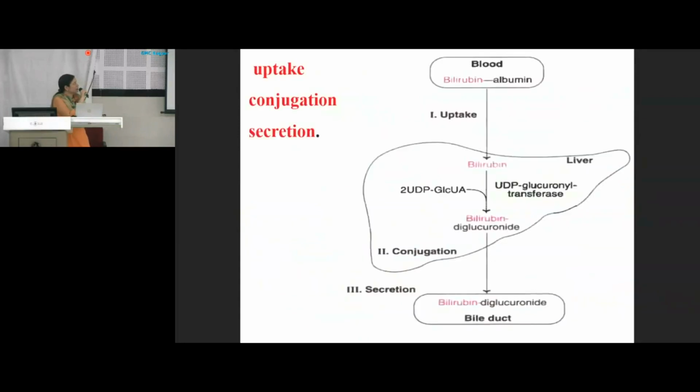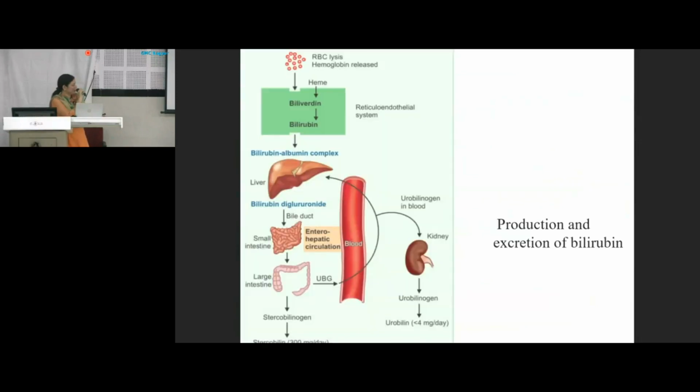Now these are the steps you have already seen: uptake of bilirubin, conjugation of bilirubin, and secretion of bilirubin, the only rate limiting step, with the help of that multi-organ anion transporter. This is the lysis. Bilirubin is formed. Bilirubin albumin complex is brought to the liver. Bilirubin diglucuronide is formed, that is conjugated bilirubin, and through the bile duct, through bile, it is secreted into the small intestine. It is the only rate limiting step. In the ileum and colon, it is converted into urobilinogen. Urobilinogen enters the enterohepatic circulation. Some goes to the kidney and some is converted into stercobilinogen.